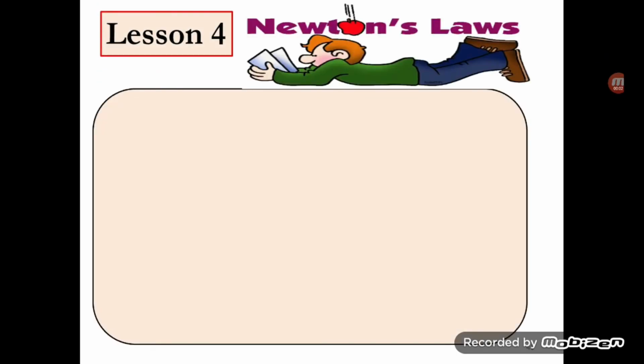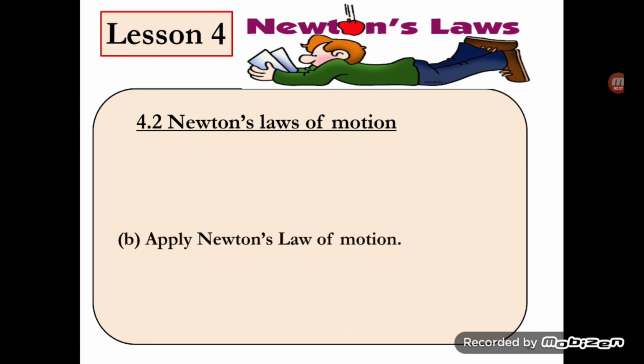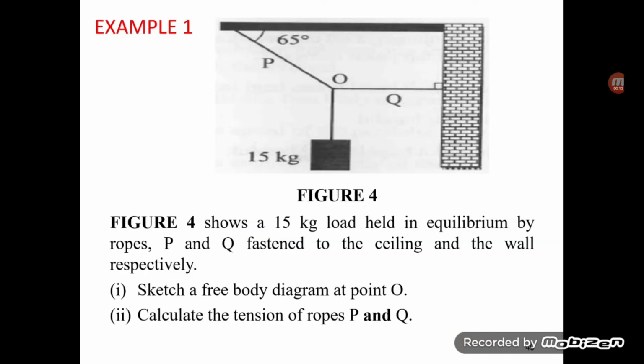Lesson 4, 4.2 Newton's law of motion. B. Apply Newton's law of motion. Okay, we look at example 1. Figure 4 shows a 15 kg load held in equilibrium by ropes P and Q fastened to the ceiling and the wall respectively. 1. Sketch a free body diagram at point O. 2. Calculate the tension of ropes P and Q.